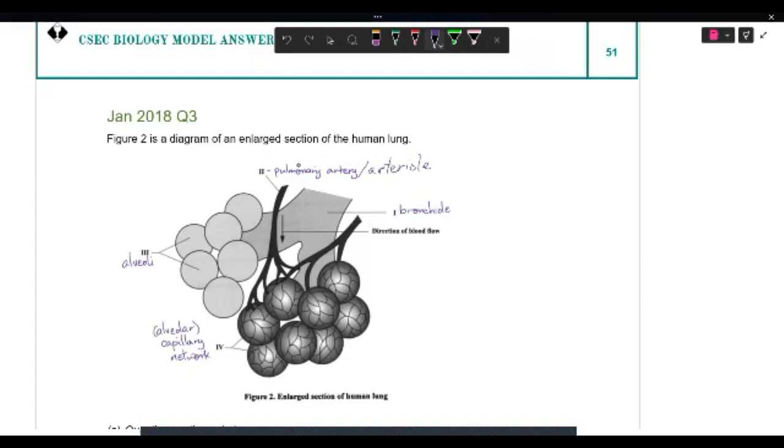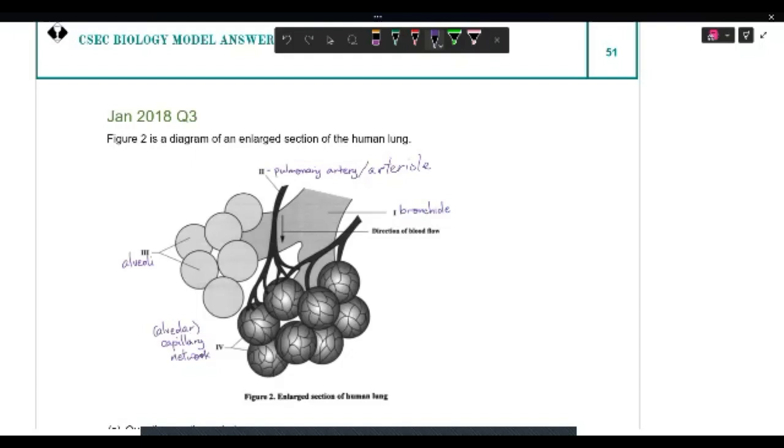So we could label the parts as stated. So we know this is the bronchiole for sure, right? And these are the alveoli. And then we have here the capillaries around the alveoli.